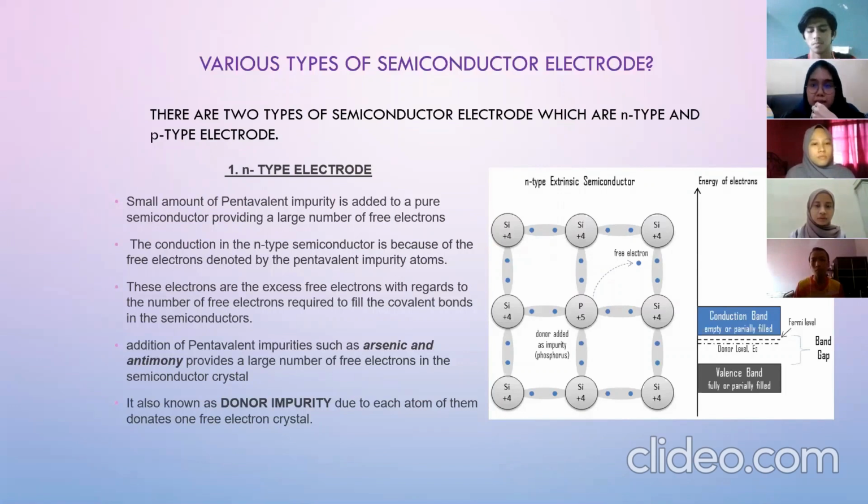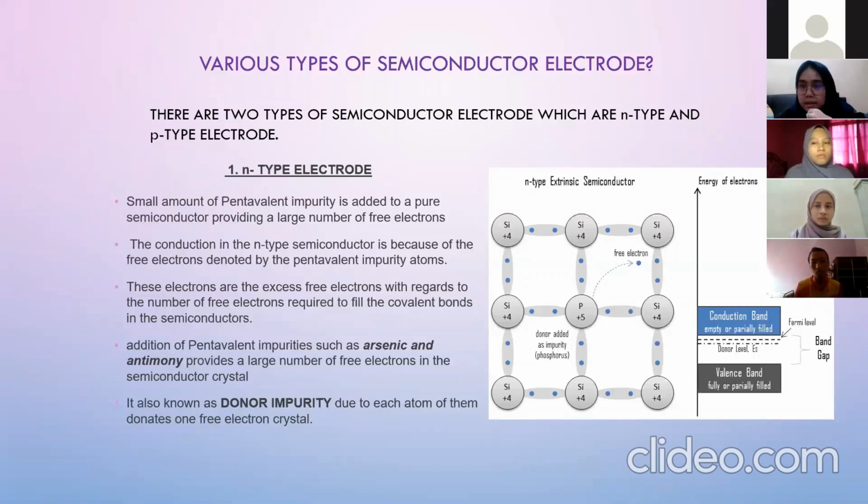As you can see from the diagram, there is a bonding of the silicon and the phosphorus, which have 4 covalent bonds and 1 free electron, which is said to be the pentavalent impurity. These electrons are the excess of free electrons with regard to the number of free electrons required to fill the covalent bonds. The addition of pentavalent impurities such as arsenic and antimony provides a large number of free electrons in the semiconductor crystal. It is also known as the donor impurity because each atom of them donates 1 free electron to the crystal.